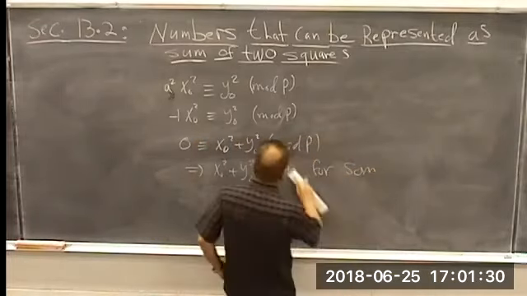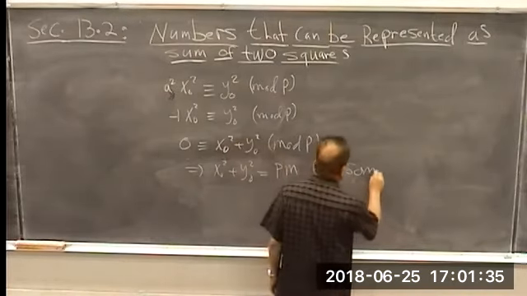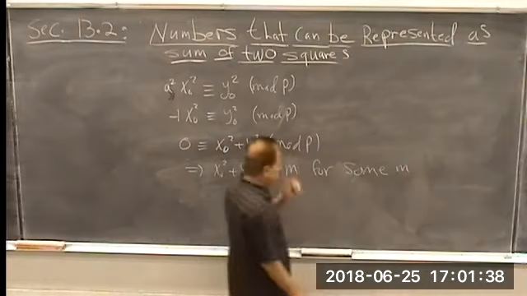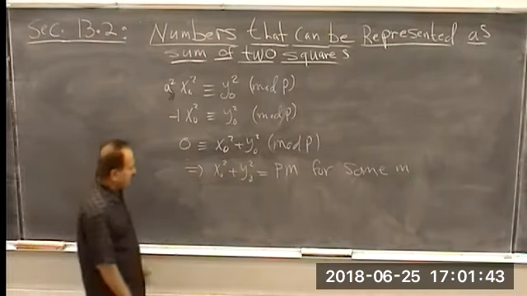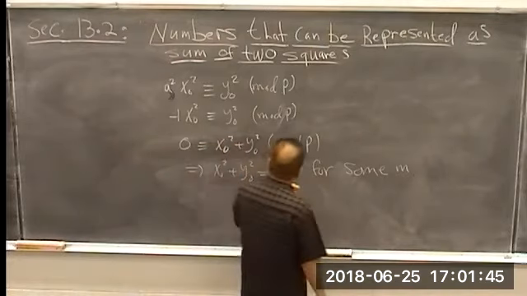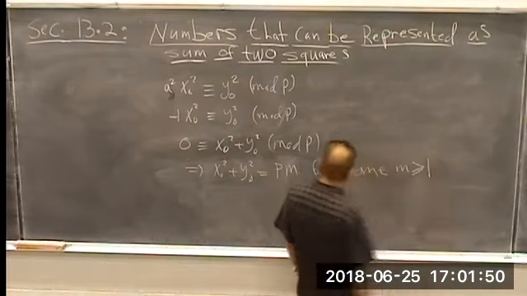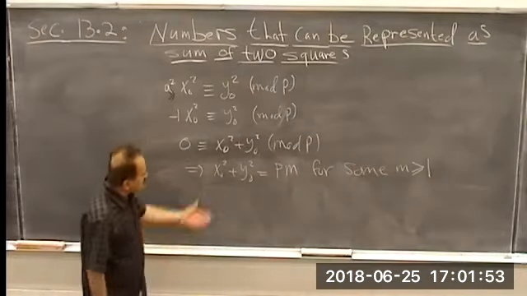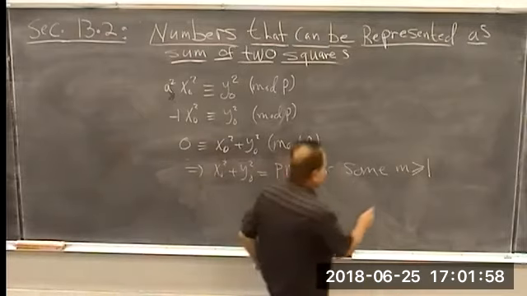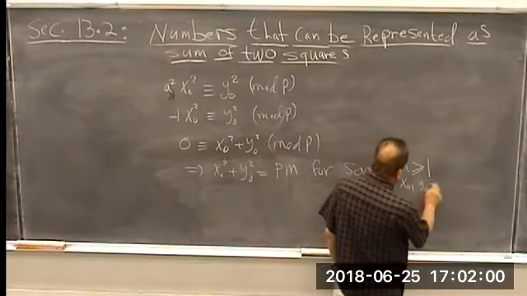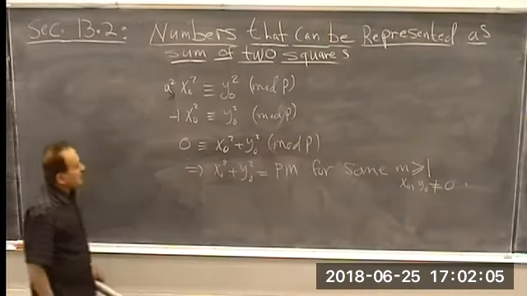Let me use a different letter, because I used the k in the previous. All right, now we know that the m in here must be bigger than or equal to 1. It cannot be equal to 0 because on the left-hand side, we know that x sub 0 and y sub 0 are not equal to 0. All right.